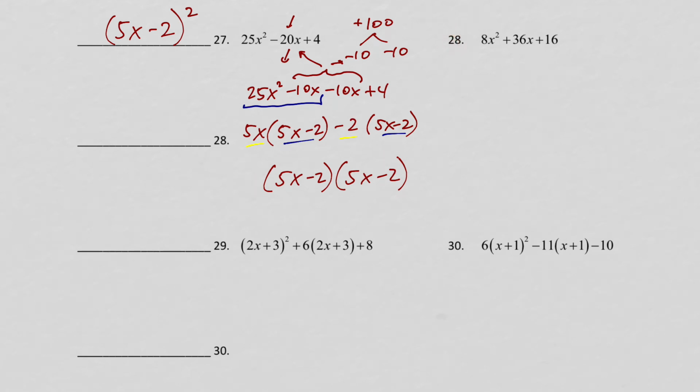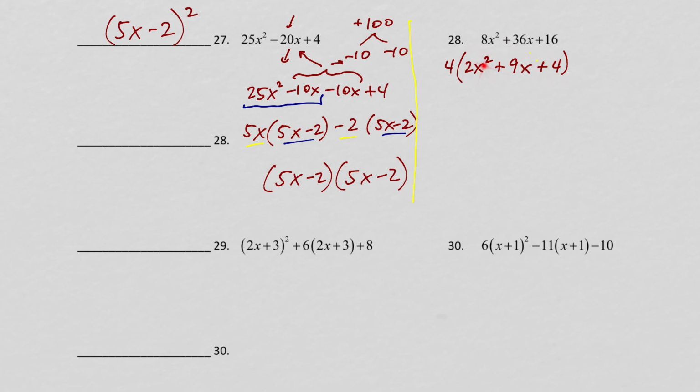Number 28 at first glance looks like a nightmare problem because 8 times 16 is such a large number. But all of these are divisible by 4. So let's take out the GCF first. I'm going to give myself some blocker there. So, and now we have a 2x squared plus 18x. Wait a minute, what did I do? Plus 4 times 9. Plus 9x plus 4. And now this is a much more manageable problem.